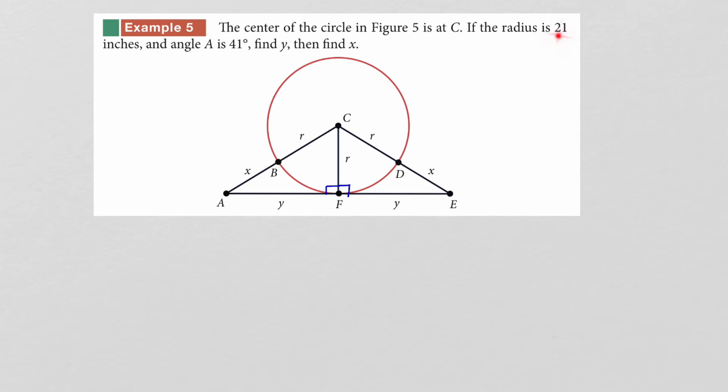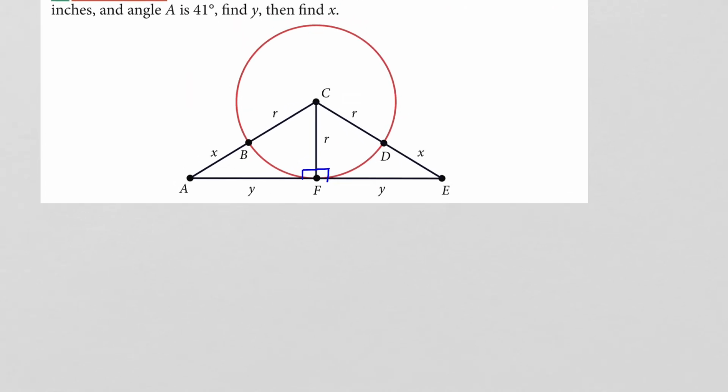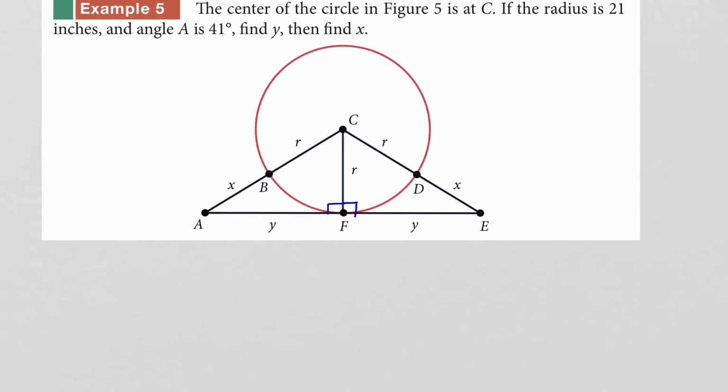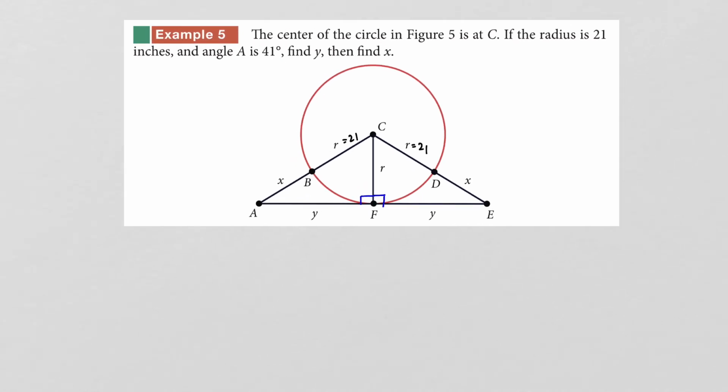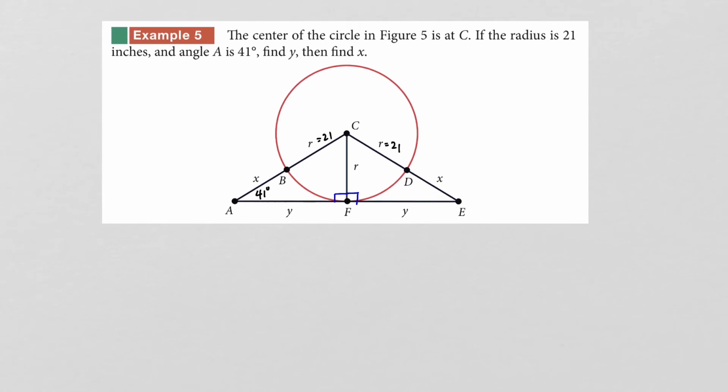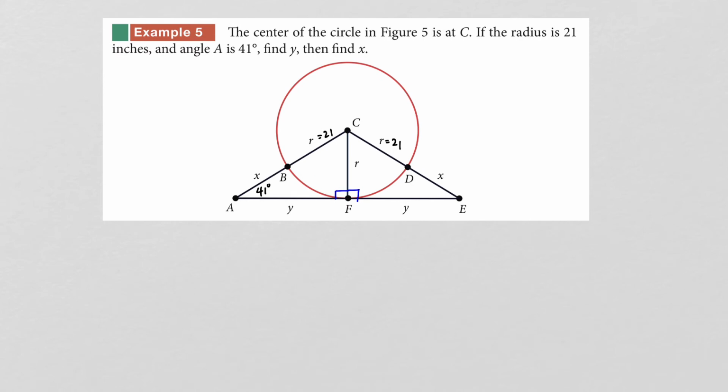Now they tell us that the radius is 21. So R here we can say is 21. This R over here is also 21. And then angle A is 41 degrees. And they want us to find Y and then find X. So let's start with Y.